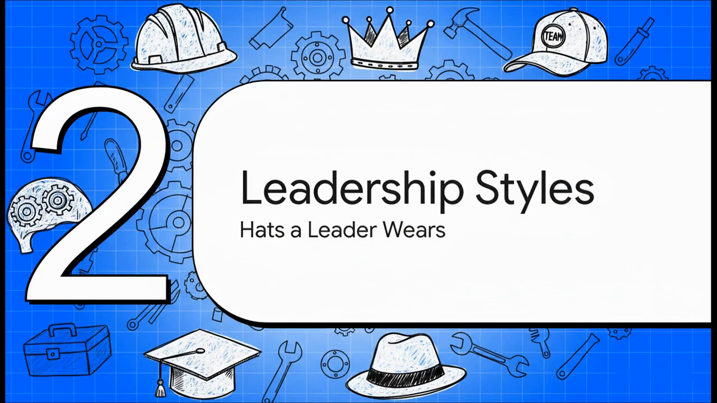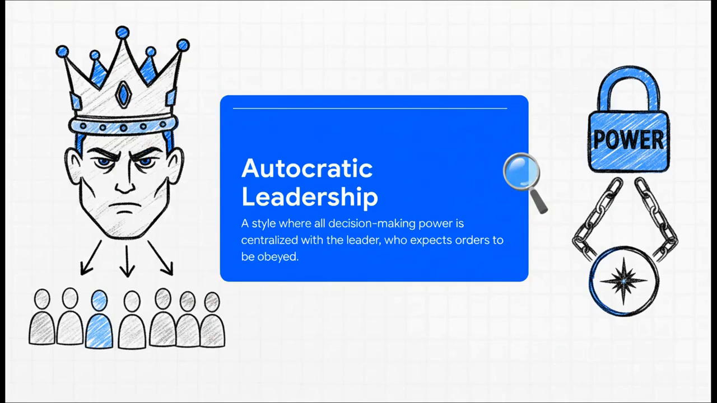A leader can't just have one way of doing things. They need a whole toolbox of approaches for different situations and different teams. And those tools? That's what we call leadership styles. Think of them as different hats a leader puts on. First up, we have autocratic leadership. The name kind of gives it away. Auto means self. This is the my way or the highway style.